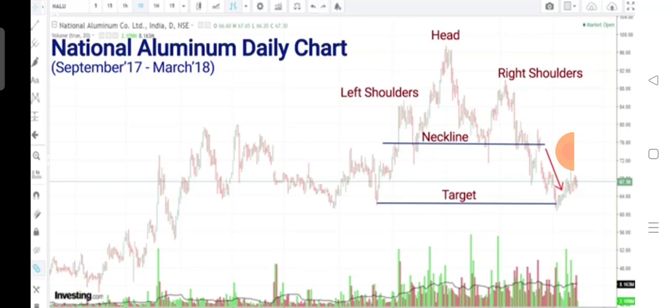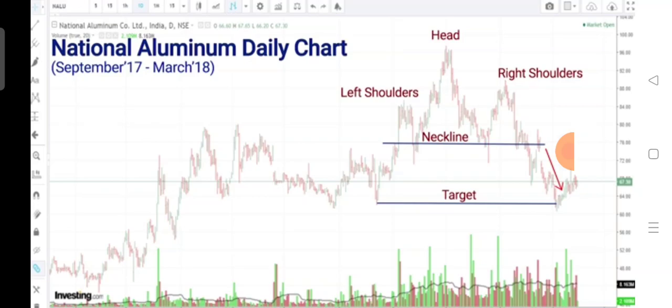Now, one very important point about the head and shoulder is that if you find that the neckline is slanting downwards, then the probability of success of the head and shoulder pattern goes up.